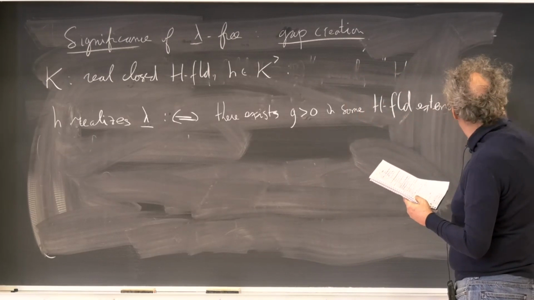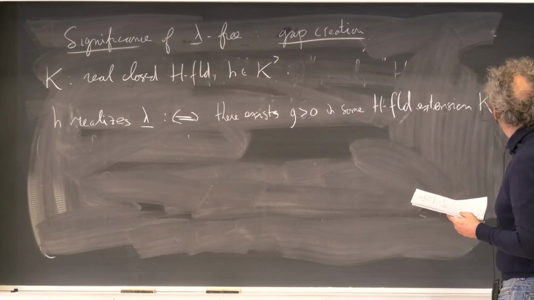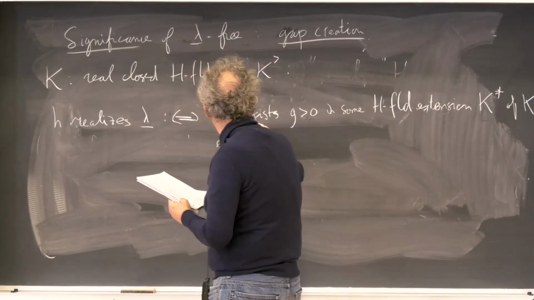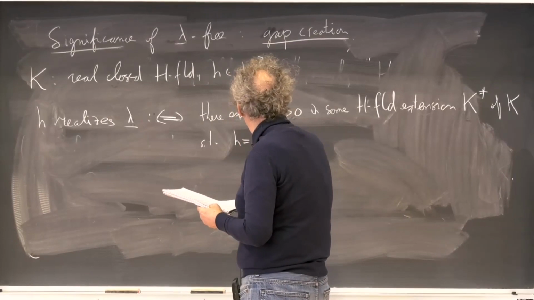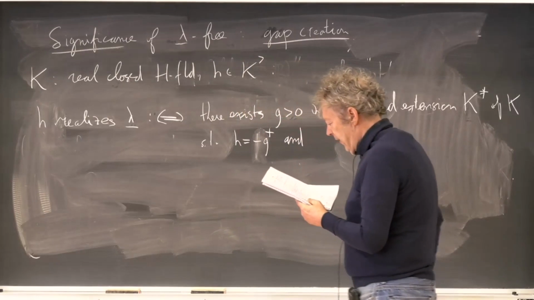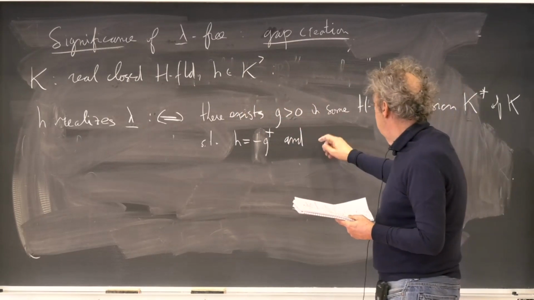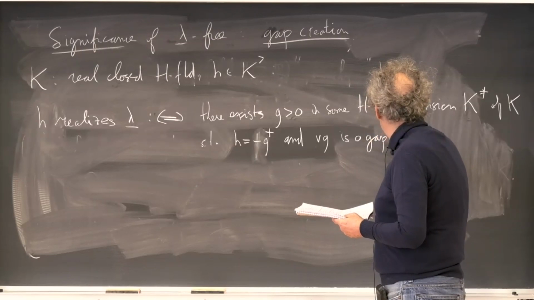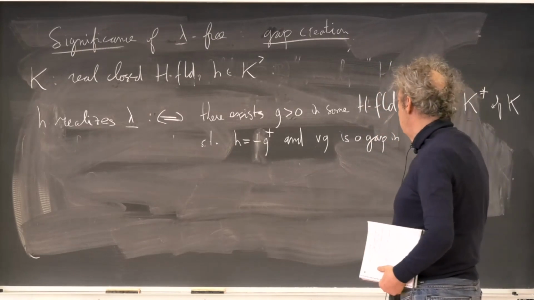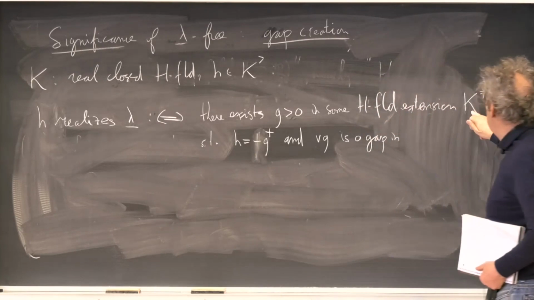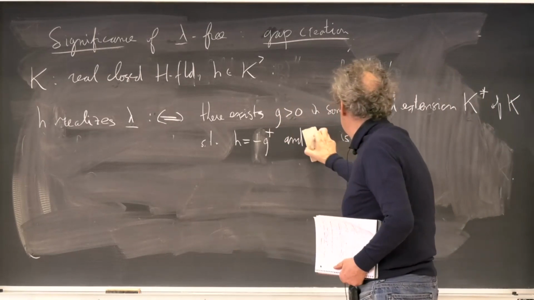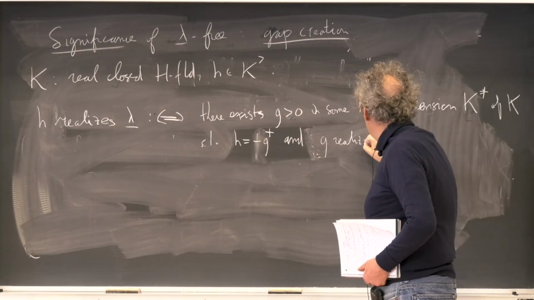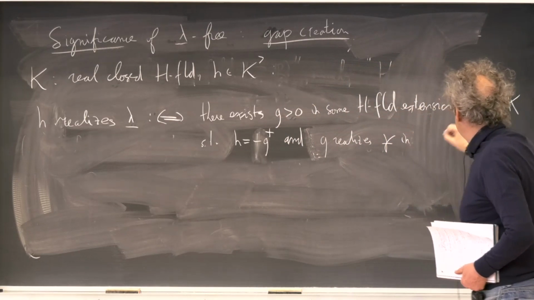let's say, let me call it K star of K, such that h is minus g dagger, and the valuation of g is a gap. In other words, it is a gap in the asymptotic couple. In other words, g realizes gamma in K star. That's an easier way to say it now that I have this terminology available. And g realizes gamma in the sense of K star.